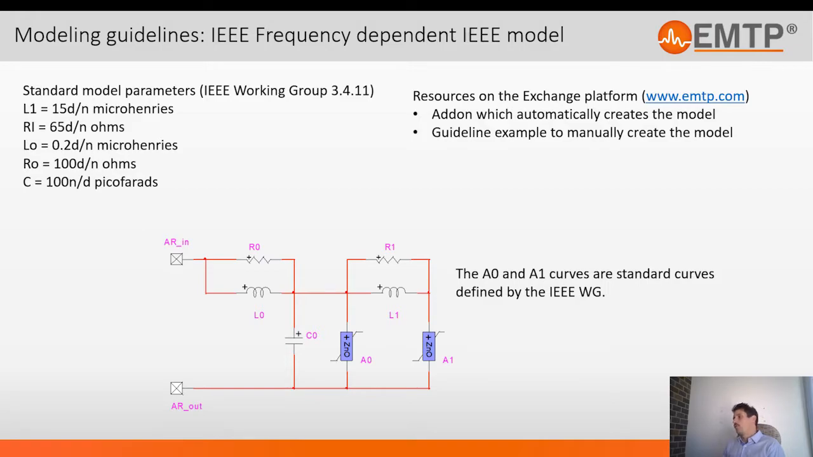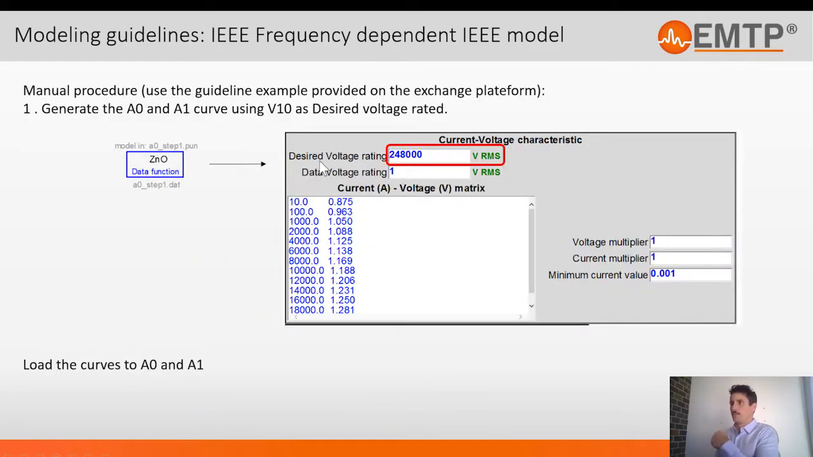Here, what I really recommend you to do is go on our website to the Exchange platform, and you have two resources you can use. The first one is a guideline example where we basically walk you through the procedure to build this surge arrestor model. And then we also have an add-on you can add to EMTP. You install it and you can add it to EMTP. And in this case, it does all the job automatically. So here in the guideline, you have the procedure step by step, which is also in the EMTP design.